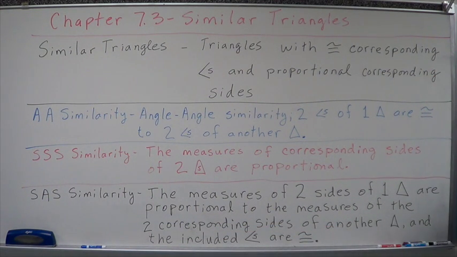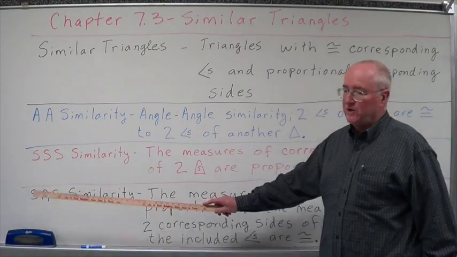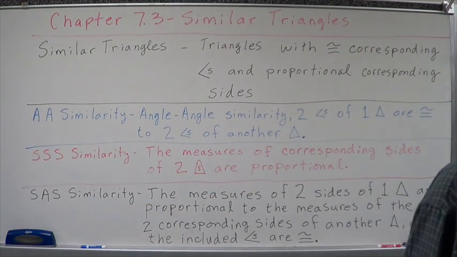Those are three cases for similar triangles that we're going to do some samples on. I'll show you what we're talking about. Angle-angle similarity: two angles of one triangle are congruent to two angles of another triangle. Side-side-side similarity: the measures of corresponding sides of two triangles are proportional. Side-angle-side similarity: the measures of two sides of one triangle are proportional to the measures of the two corresponding sides of another triangle, and the included angles are congruent. Remember down here on SAS, this angle must be the included angle. Okay? Let's look at some samples.